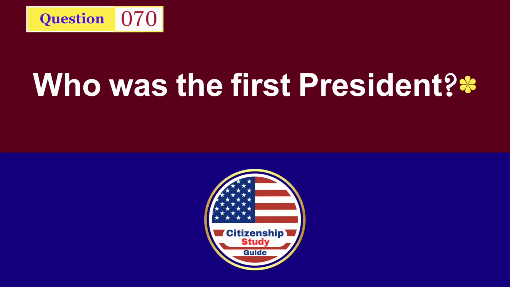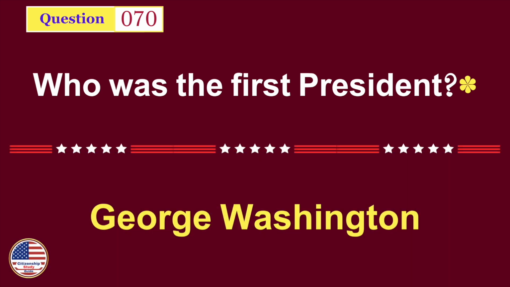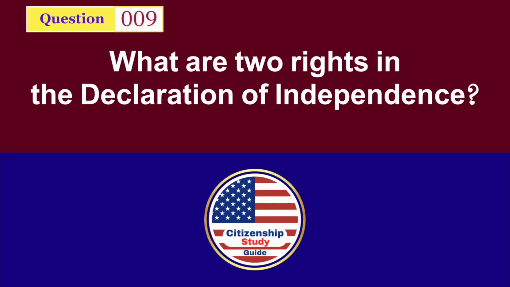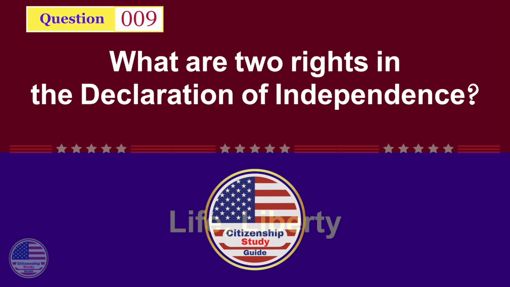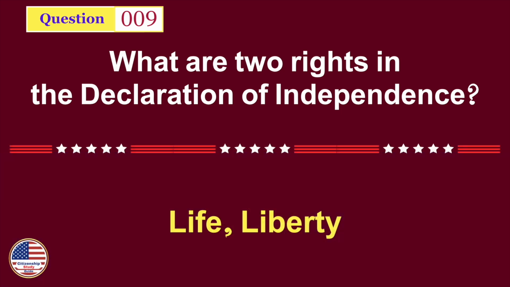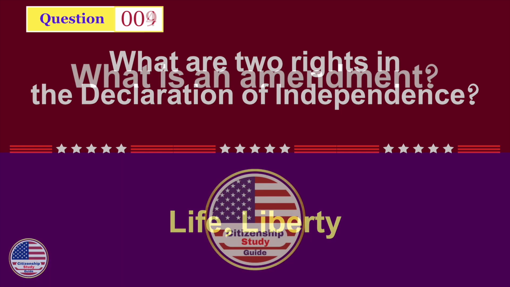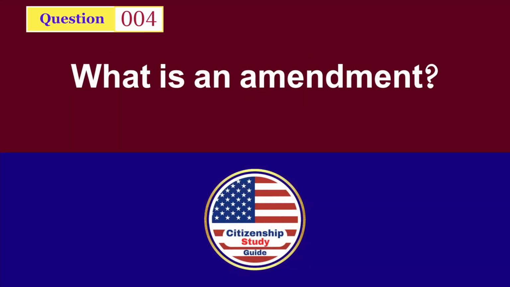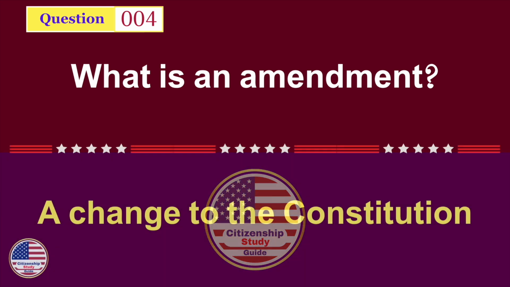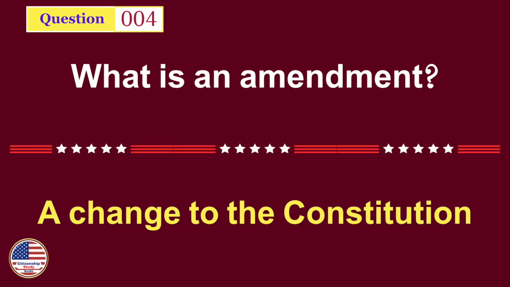Who was the first president? George Washington. What are two rights in the Declaration of Independence? Life, liberty. What is an amendment? A change to the Constitution.